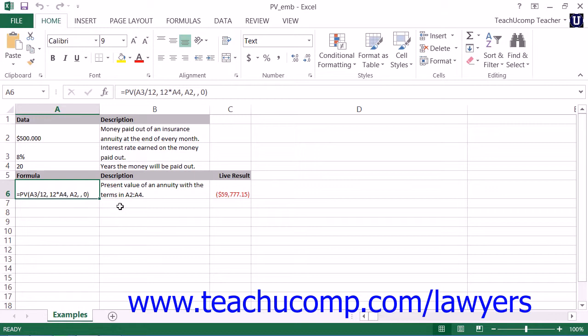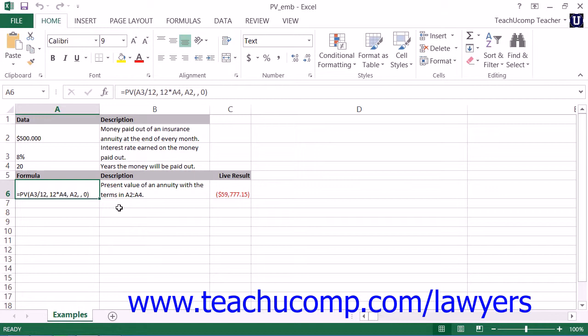Next would be the payment argument, and this is also required. This is the unchanging payment made each period. It typically includes payment and interest, but no fees. On a $10,000 loan at a 6% annual interest rate for 6 years, the payment amount would be $165.73. You would enter negative $165.73 into the formula as the payment argument.